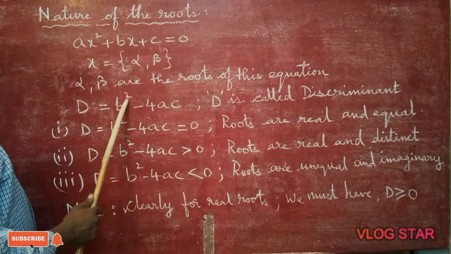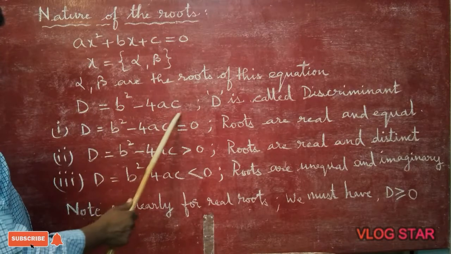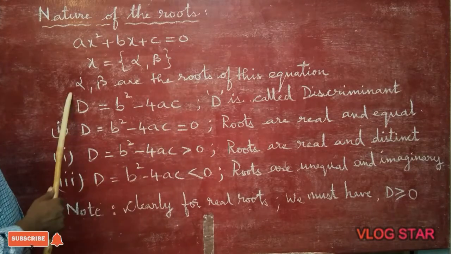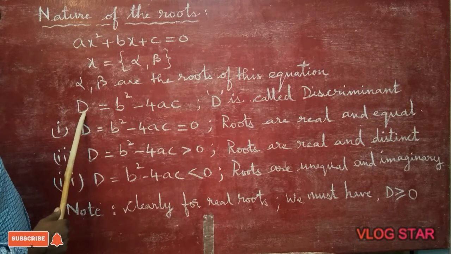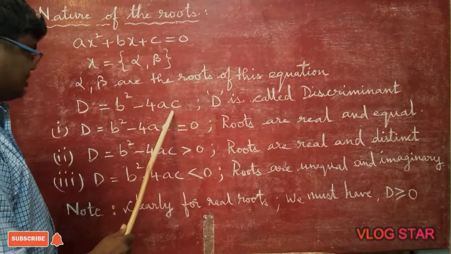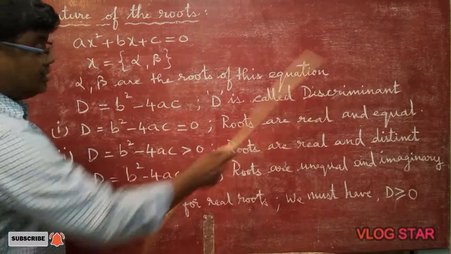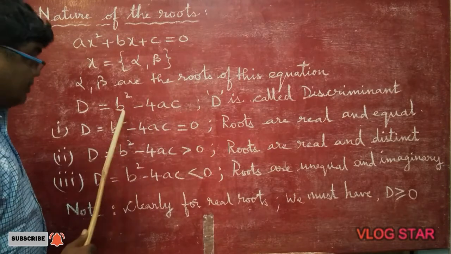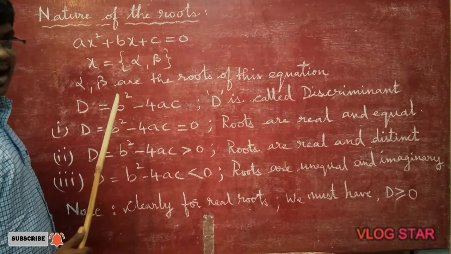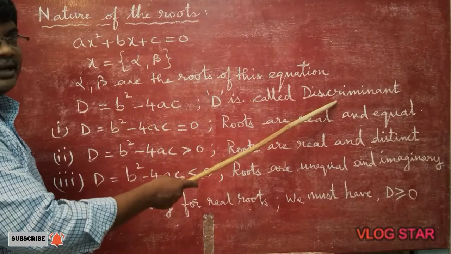D is equal to b square minus 4ac. This is the formula for finding the nature of the roots. Small formula. In that big formula, a small part we are taking. D, what is D? D is called discriminant. What is the name of this b square minus 4ac? Discriminant. If anyone asks you what b square minus 4ac is called, you tell them discriminant.